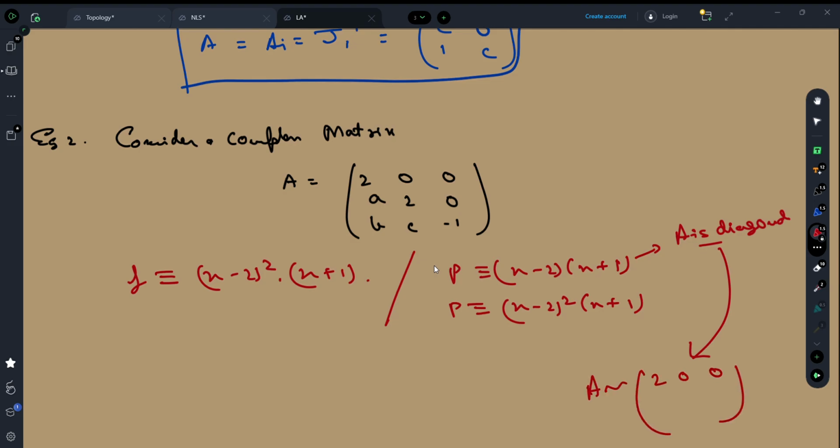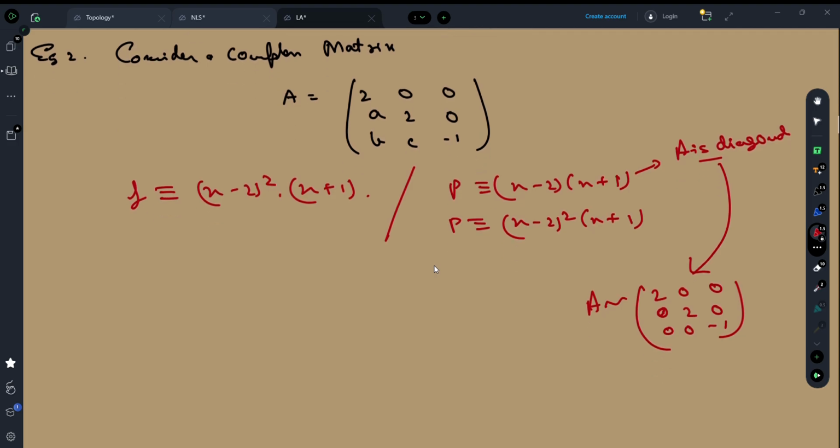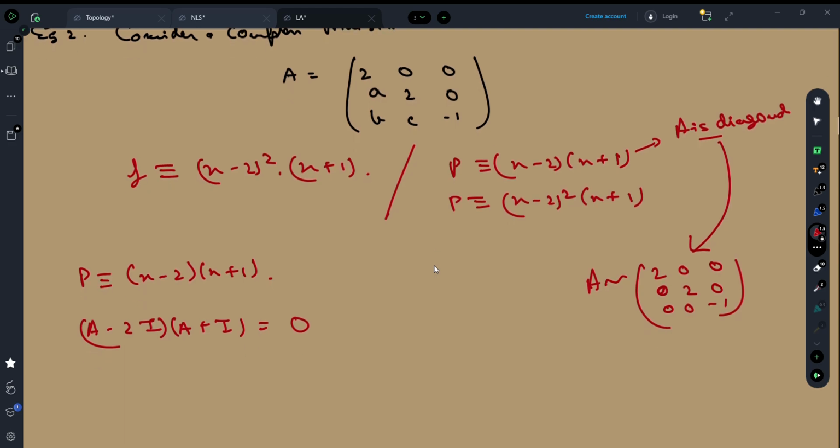If this happens, then A is diagonalizable. So if A is diagonalizable, then A is similar to the matrix 2, 0, 0, 0, 2, 0, 0, 0, minus 1. Before moving on to what the Jordan form will be, let us first discuss a very interesting notion: if the minimal polynomial is of this form, then the minimal polynomial will obviously annihilate A. Then the value of (A minus 2I) times (A plus I) should be equal to 0.